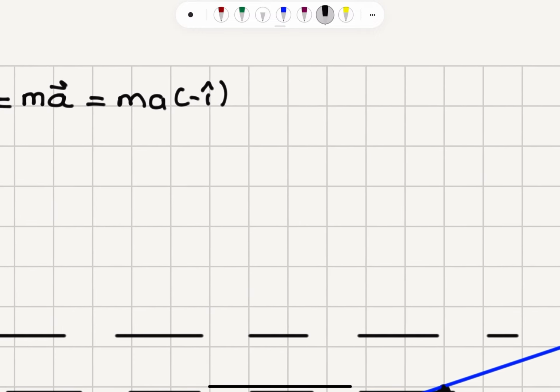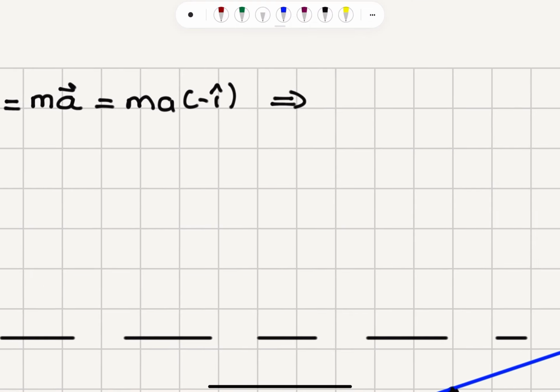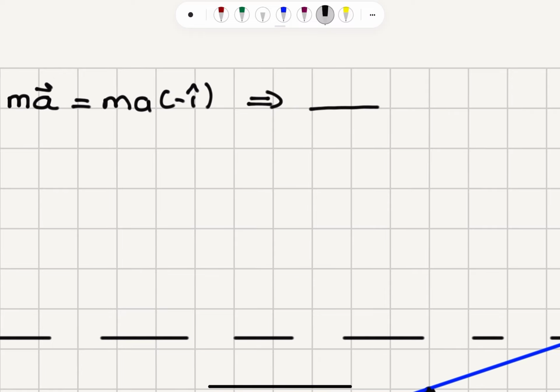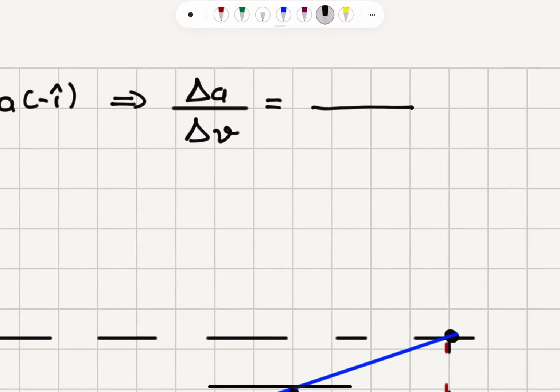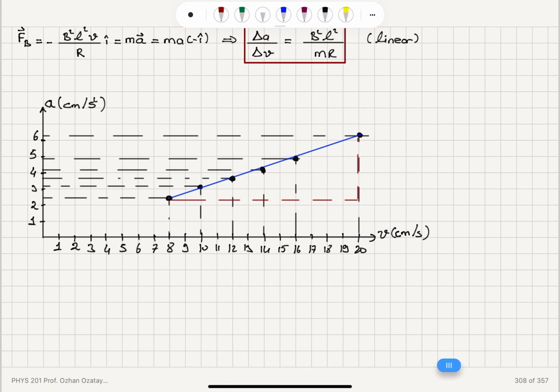So you can see from this relationship, if I look at the change in acceleration and change in velocity, the ratio of change in acceleration to change in velocity is B square L square over mR. So the slope of the acceleration versus speed curve, delta A over delta V, is equal to B square L square divided by mR. This is a linear relationship.